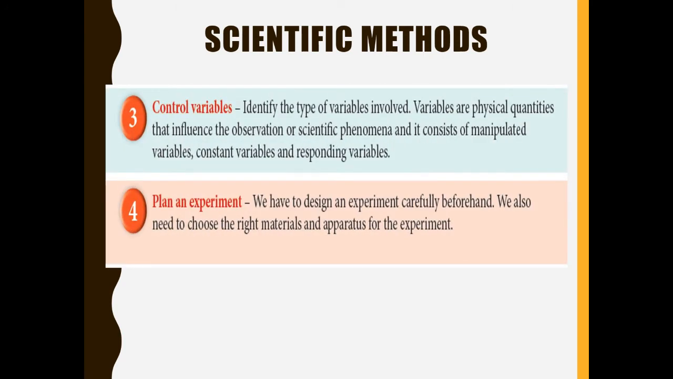Number three, variables. Identify the type of variable involved. Variables are physical quantities that influence the observation of scientific phenomena, and it consists of manipulated variables, constant variables, and responding variables. Students need to know variables can be measured by using a measuring instrument. So that is our physical quantity.